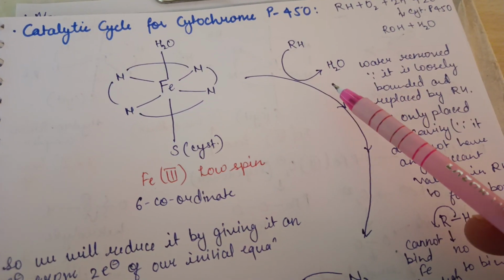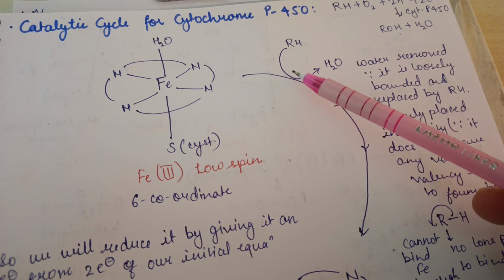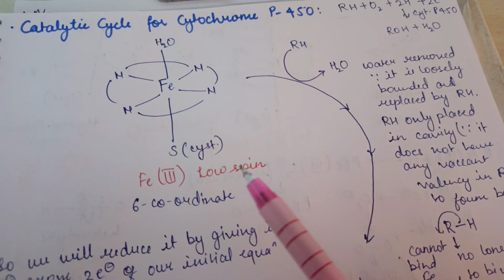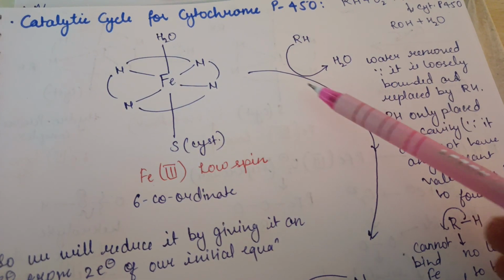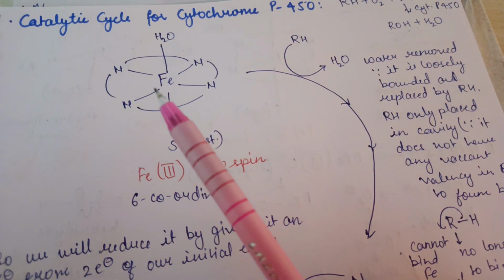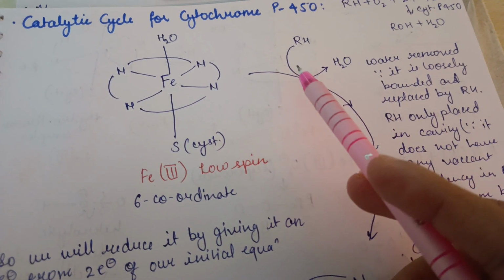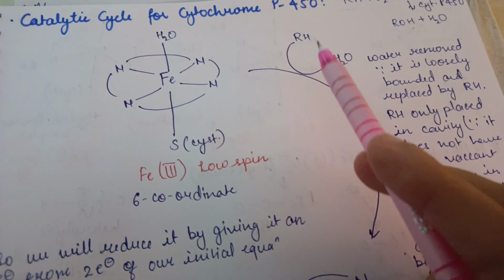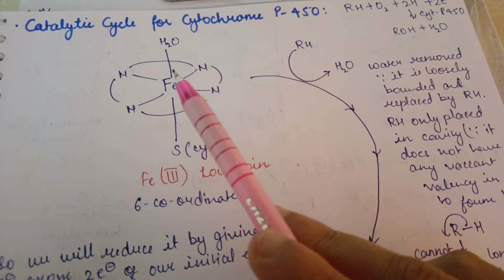Over here we can see that we have added the RH, any substrate molecule. What happens is this water is loosely bound to the iron atom, so the water leaves from here. The RH, our substrate, does not bind to iron directly. It remains in the cavity because the RH does not have any lone pair to bind with the iron or metal center. So it will not directly bind.